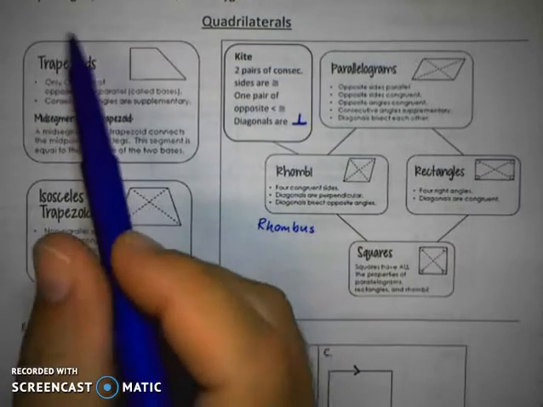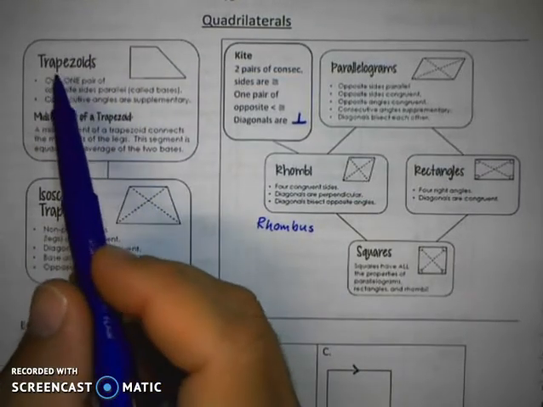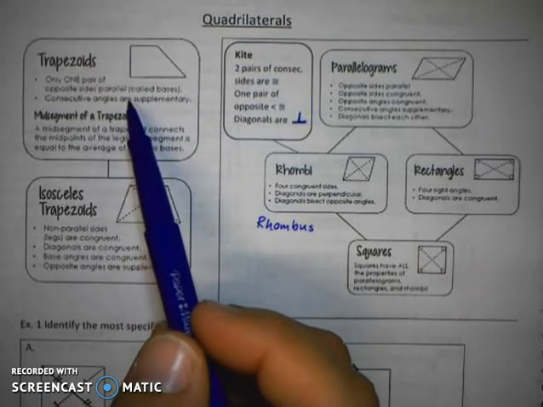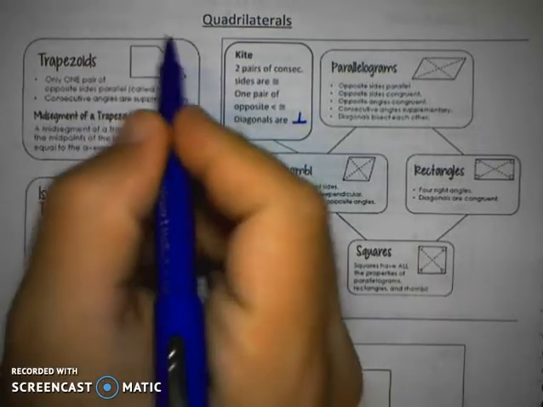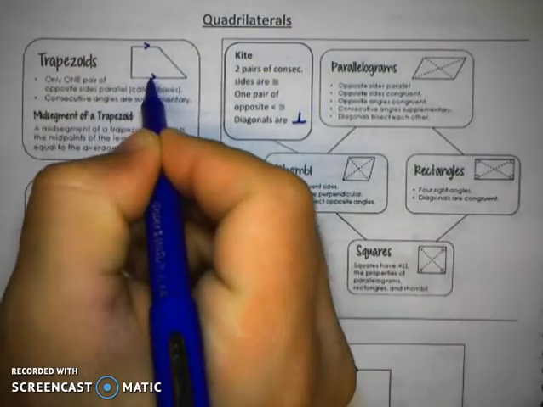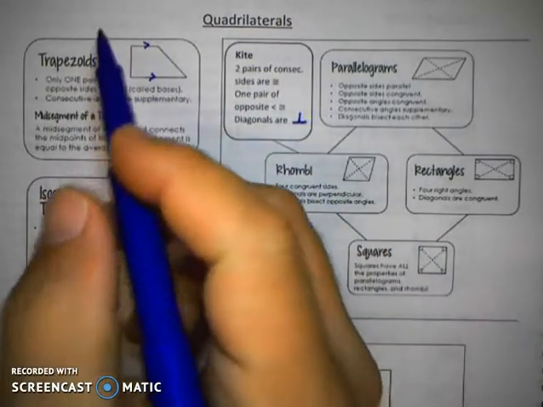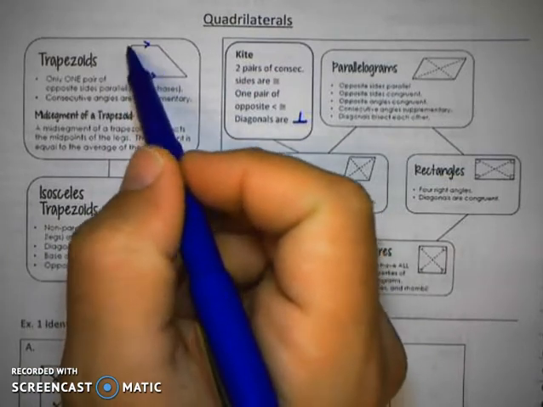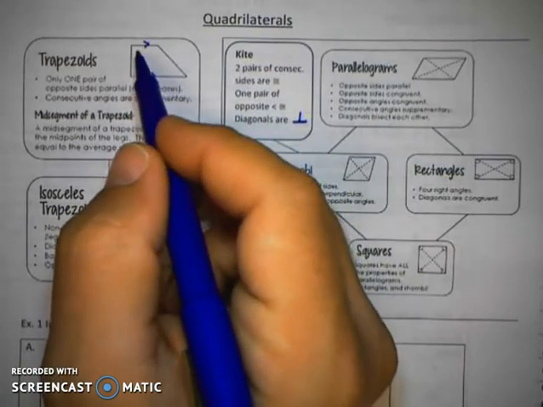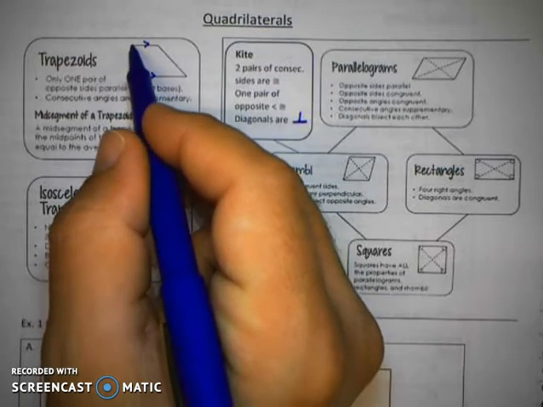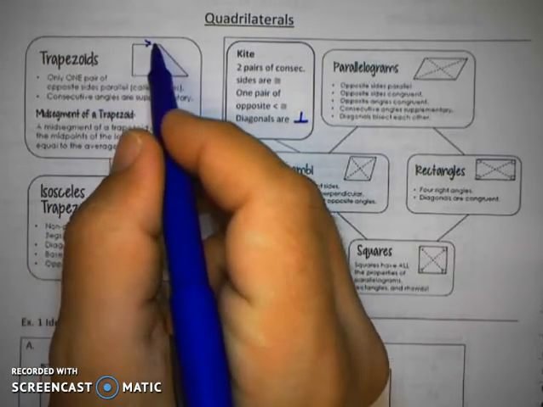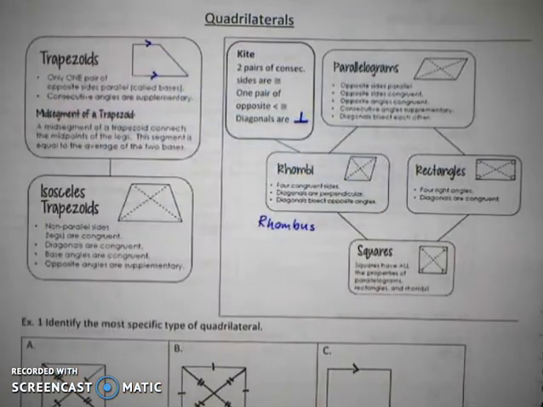And then we have these characteristics for trapezoids. In a trapezoid, there's 1 pair of opposite sides that are parallel. Those are called the bases. And we have consecutive angles that are supplementary. Going back to what we know about parallel lines, these would be consecutive interior or same side interior angles if that's your transversal, so they have to be supplementary. Same thing with these 2.